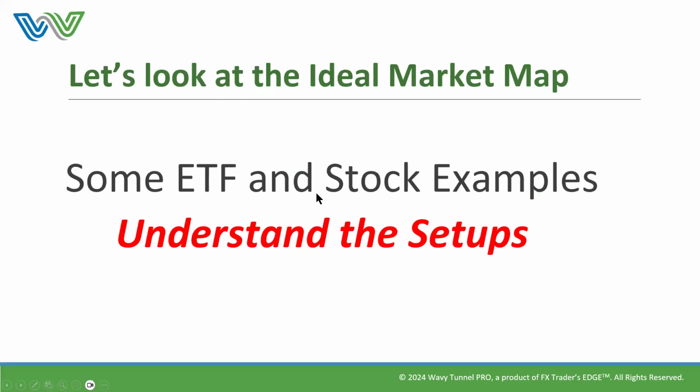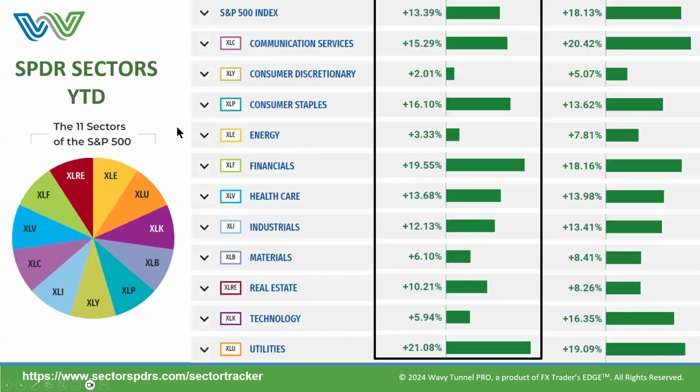So I want to show you something. I want to look at some ETF and stock examples and have you understand the setup even more, okay? This is from sectorspiders.com, sector tracker, so you can call this up yourself. And I just searched for year-to-date returns. And now the last column on the right was year-to-date returns 2 weeks ago, okay?